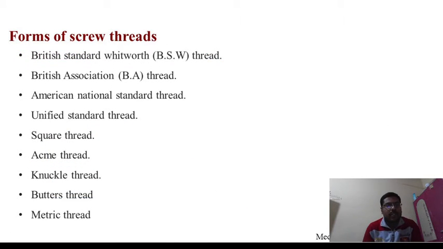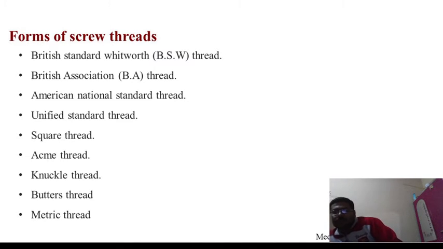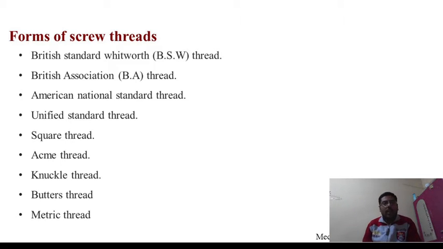So what are the forms of screw threads? Forms means the different types of forming of screw threads. First one is British Standard Whitworth thread, BSW. Second one is British Association thread, BA. Third one is American National Standard thread, ANS. Fourth one is Unified Standard thread.